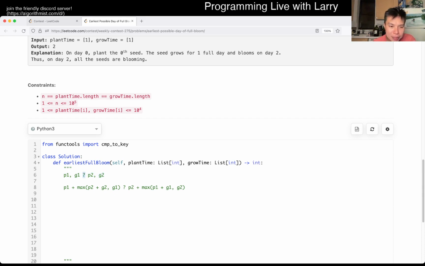So we're going to compare. And then the idea is that okay, let's say we put plant 1 first. If we put plant 1 first, what is the length of the sequence, right? So it turns out that if we plant 1 first, then it takes plant 1 time, plus the max of this thing. And what is this thing?